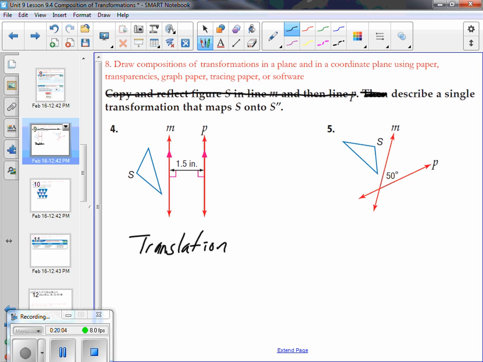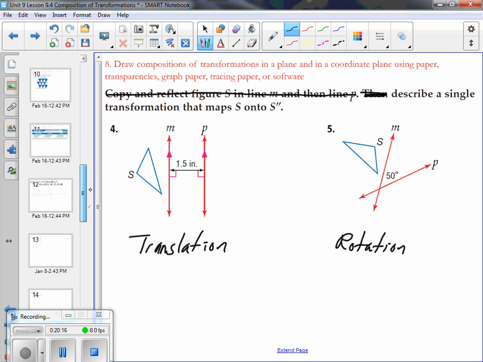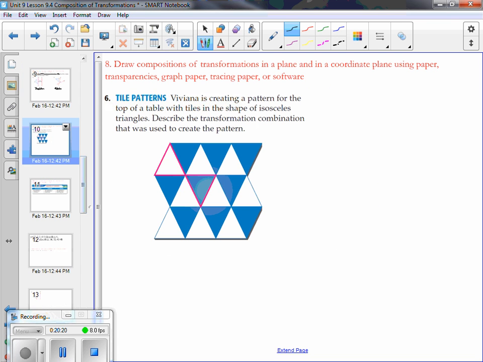These lines of reflection are not parallel, they are intersecting. So instead of a translation, we get a rotation. Number 6.